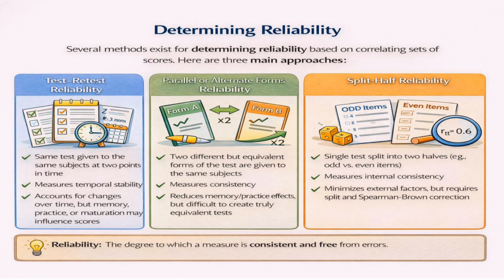Imagine a 20-item questionnaire measuring job satisfaction. You split it into 10 odd items, 10 even items. If both halves produce similar scores, the scale has good split-half reliability. Because each half is only half the length of the full test, the reliability estimate must be corrected. This is done using the Spearman-Brown formula, which SPSS calculates automatically.